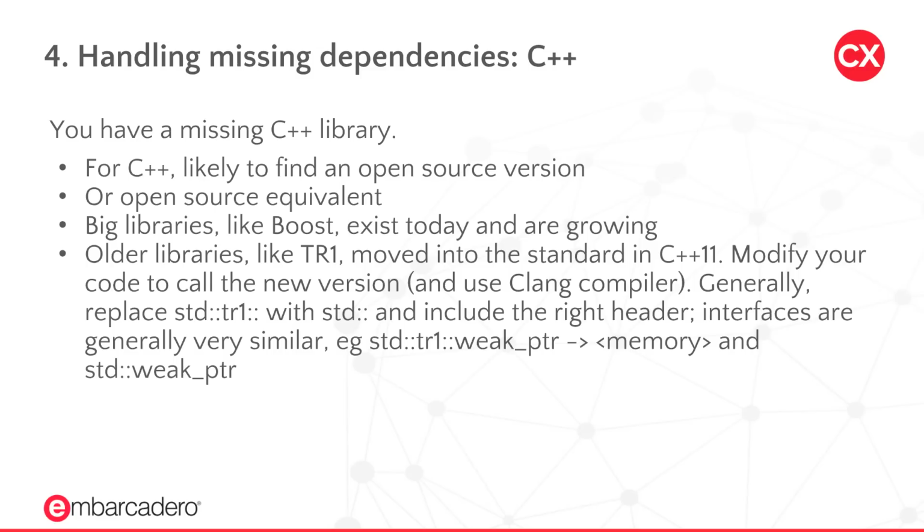So TR1 is a great example because many people use it for good reasons. And generally, you just replace std::tr1:: with std:: and include the right header. The interfaces are usually very similar. For example, weak_ptr requires you include the memory header, and it's std::weak_ptr. So in general, conversion there is straightforward. It's just a matter of using the new headers and massaging the code a bit, and you'll be fine.